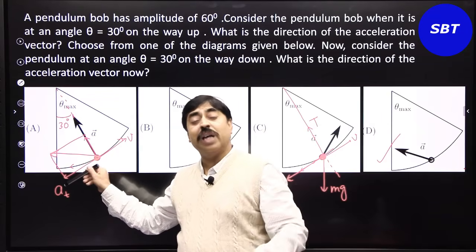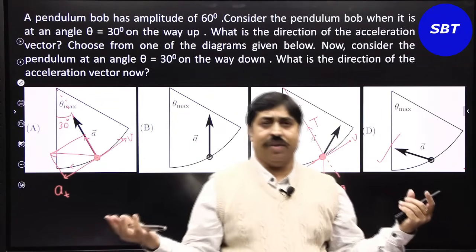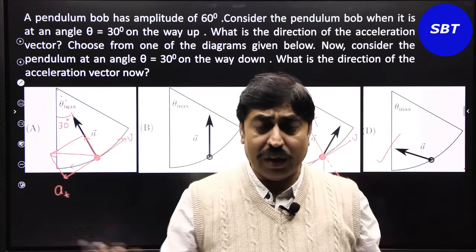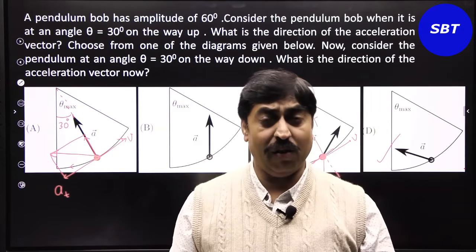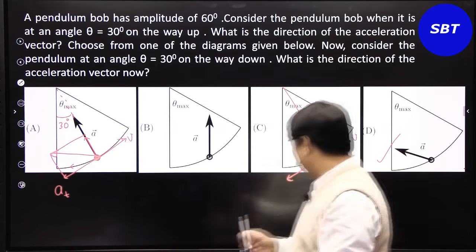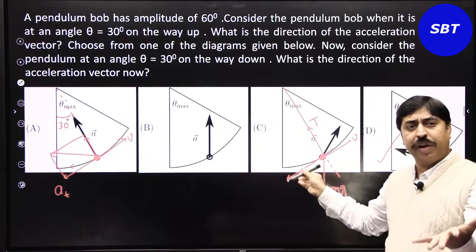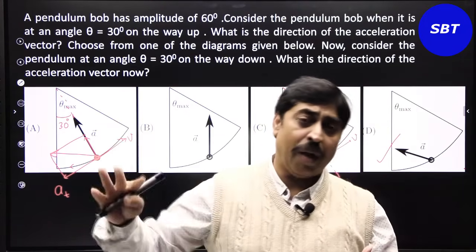Tangential acceleration this time is in the direction of the velocity, but the direction of tangential acceleration will be decided by the tangential force. Force has not changed whether the pendulum is going up or coming down. We need not look at the direction of velocity at all. The direction of force remains this only, therefore tangential acceleration will remain in this direction only. Doesn't matter whether the pendulum is climbing up or coming down.